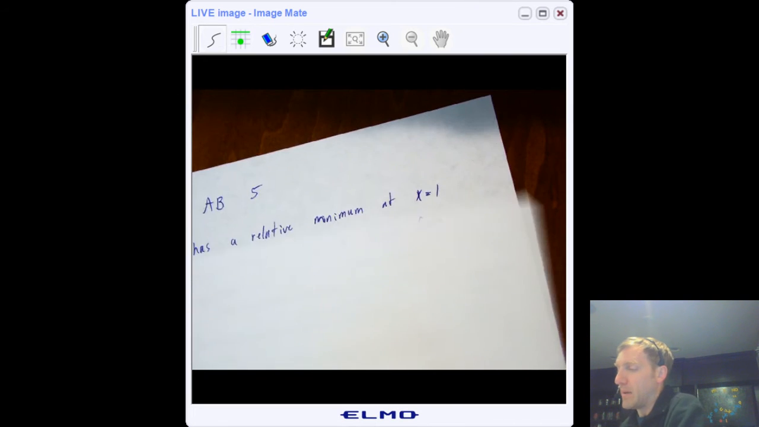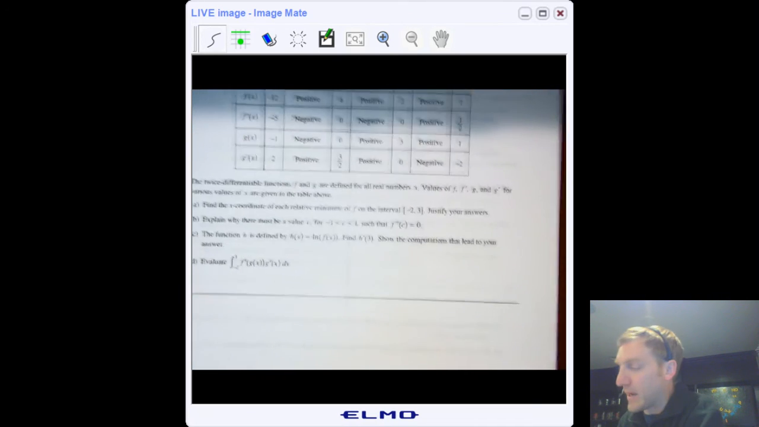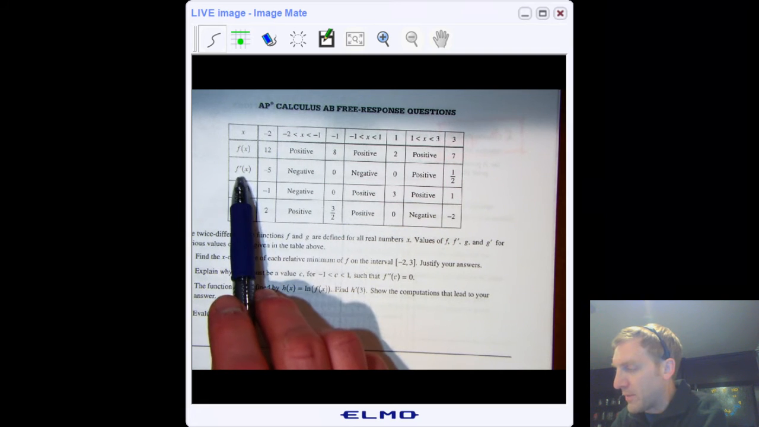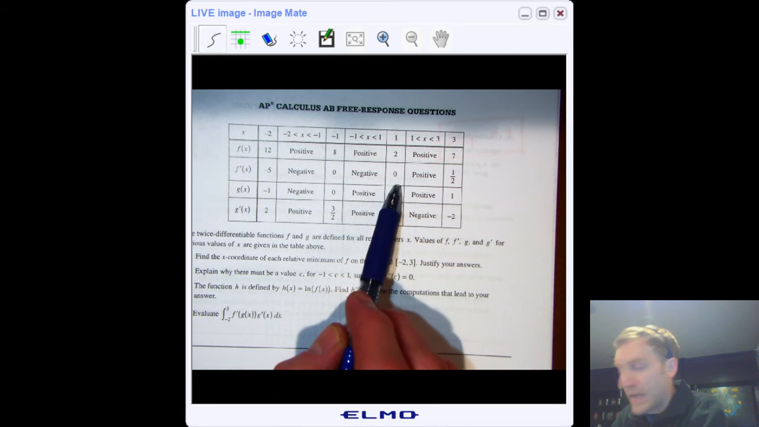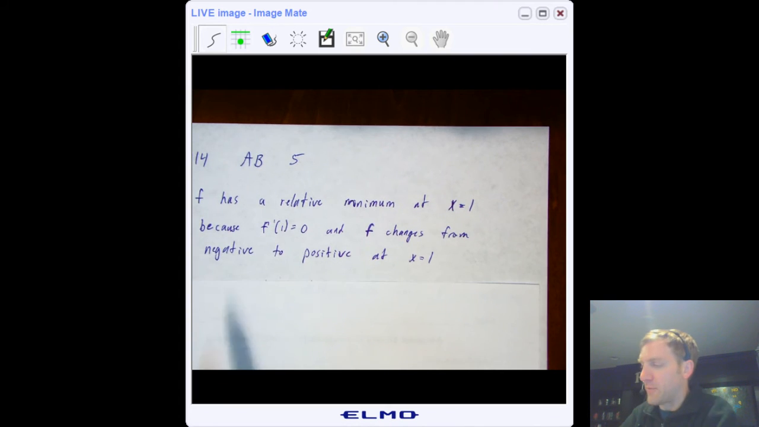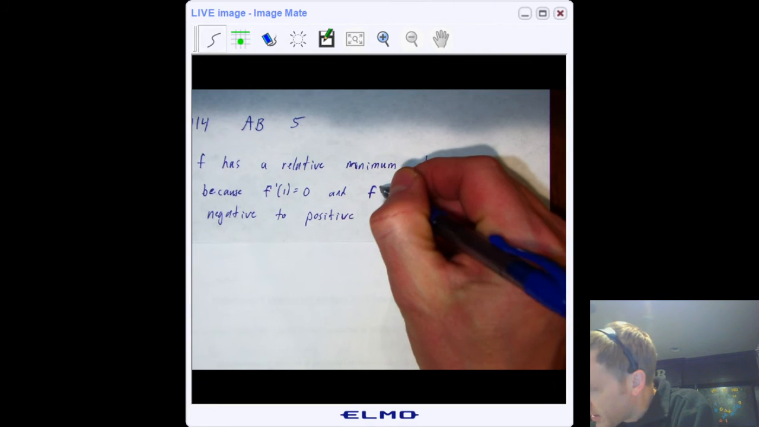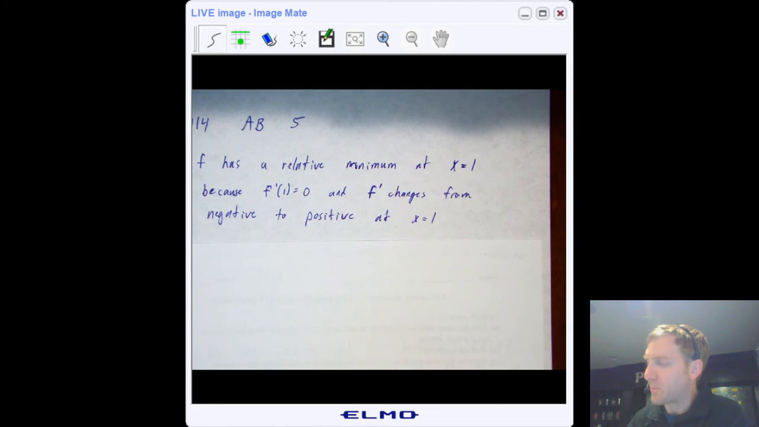Okay, so we know a relative minimum occurs where the derivative changes from negative to positive. So I want to look at the derivative of f. When does the derivative of f change from negative to positive? That would be at 1. So f has a relative minimum at 1 because f prime of 1 is 0, and f, oh, sorry, mistake there. It's supposed to be f prime. F prime changes from negative to positive at x equals 1.